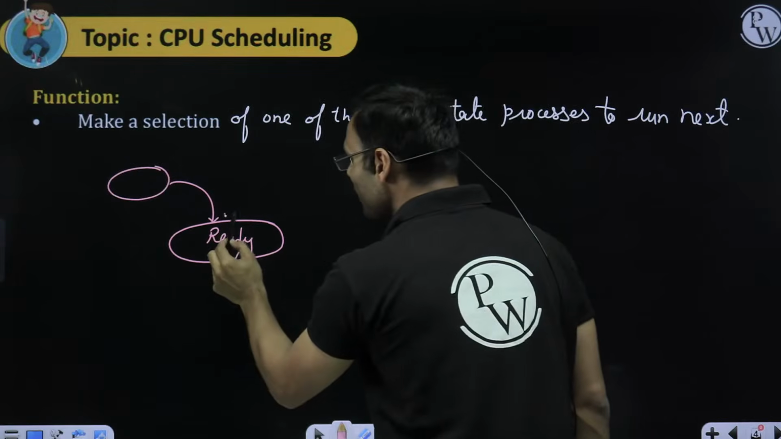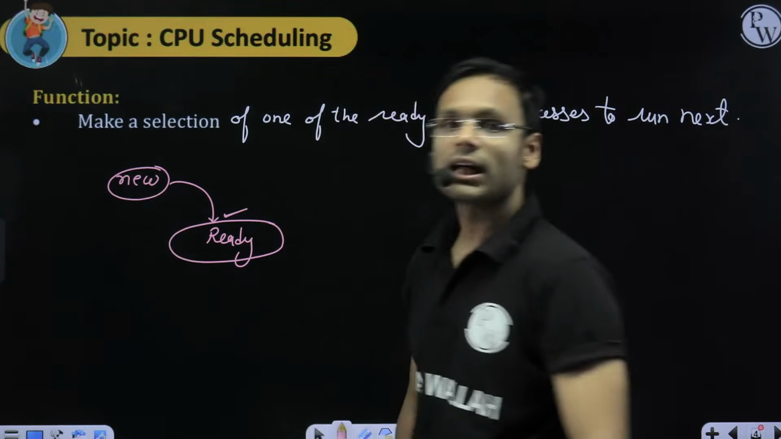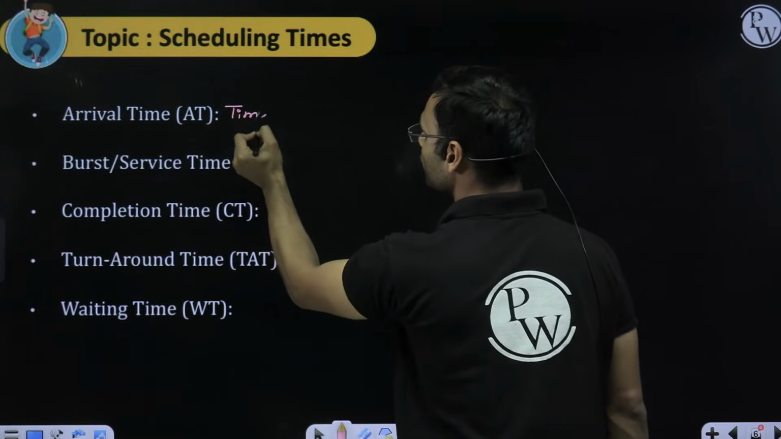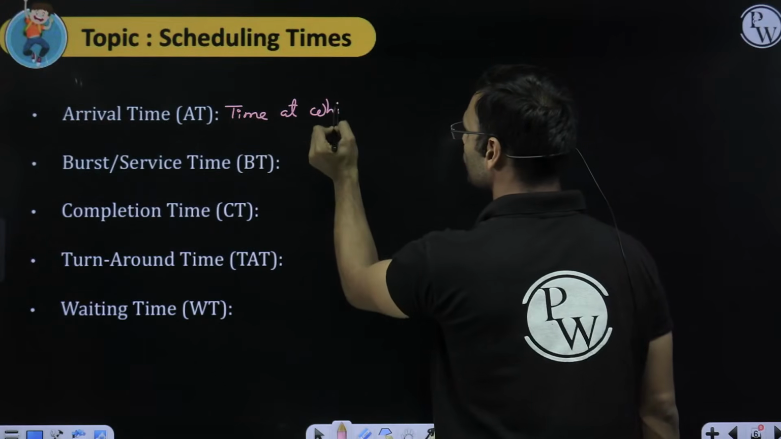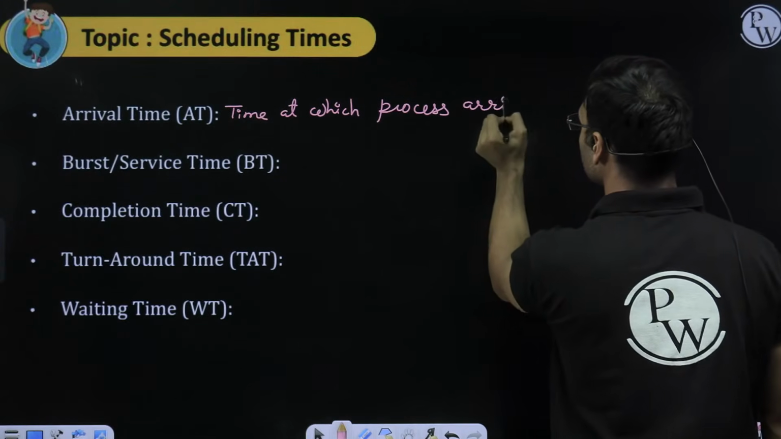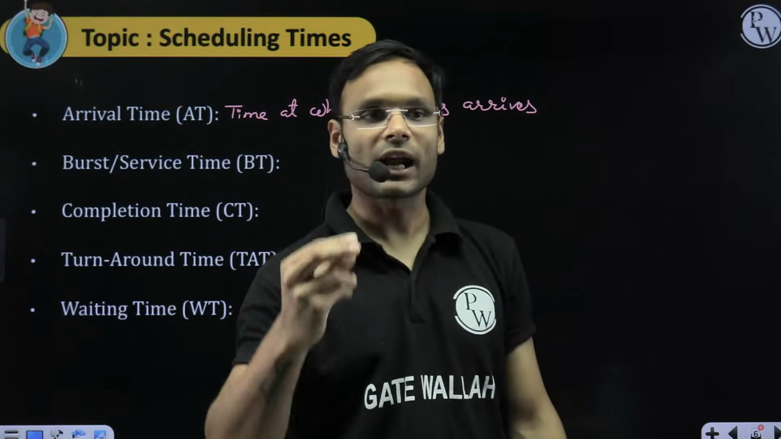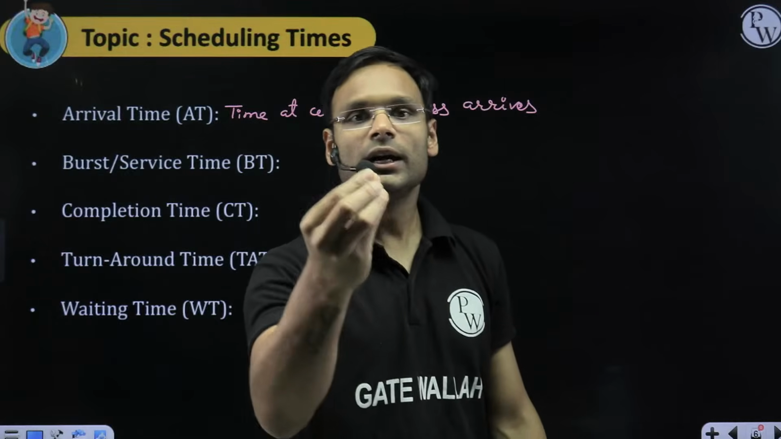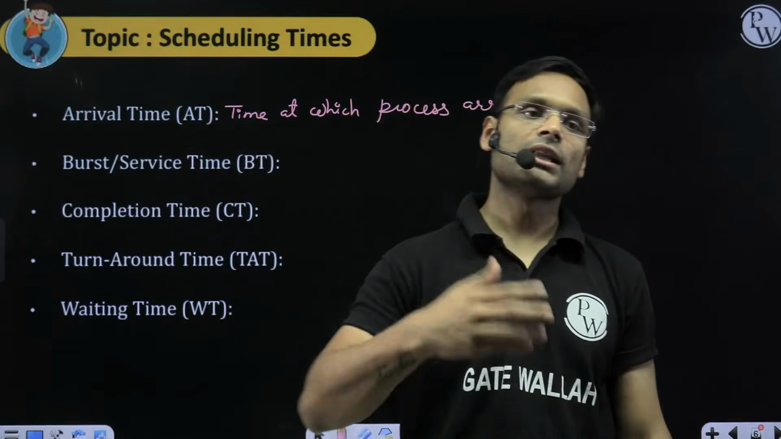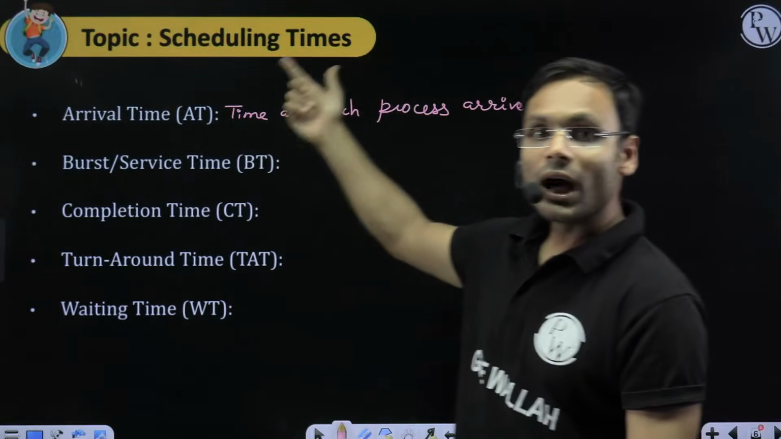At what time exactly it is entering from new to ready state, that is its arrival time. So arrival time is nothing but the time at which a process arrives. Each and every process will have a certain arrival time. Some process, let's say, comes at 10 o'clock. Some other process is coming at 10:01, 10 o'clock and 1 minute. Another process will come at 10:30. So something like this. Each process will have its own arrival time.